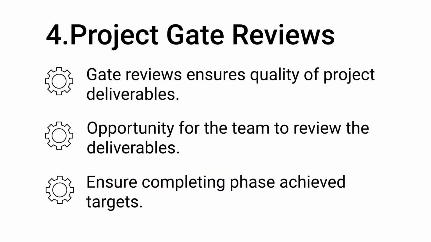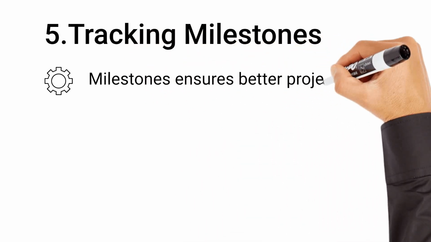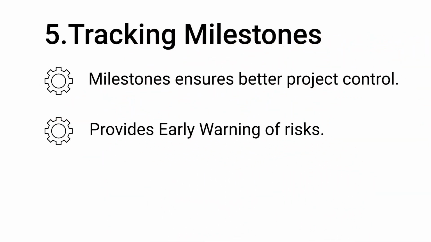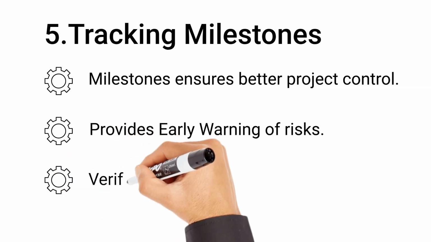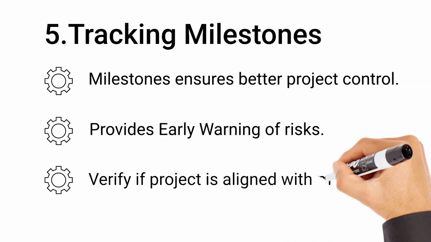Fifth is tracking milestones. The use of predefined milestones and checkpoints ensure better project control and early warning of risks. These markers are important points to stop, report progress, review key issues, confirm that everyone is still on board, and verify that the project should proceed with its mission.